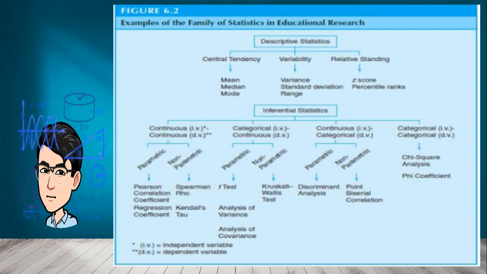So these are the statistics in educational research of our chapter 4. So we have the descriptive statistics: the central tendency, mean, median, mode; the variability, the usage of variance, standard deviation, and range; and relative standing. And inferential statistics. So as you can see, we have the parametric and non-parametric, the usage of chi-square, Pearson, or correlation. So in next meeting or in next lesson, we will discuss the basic statistics in chapter 4.